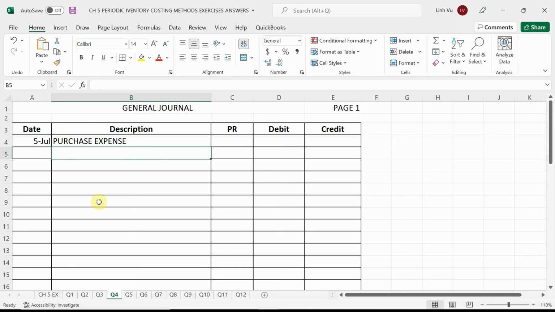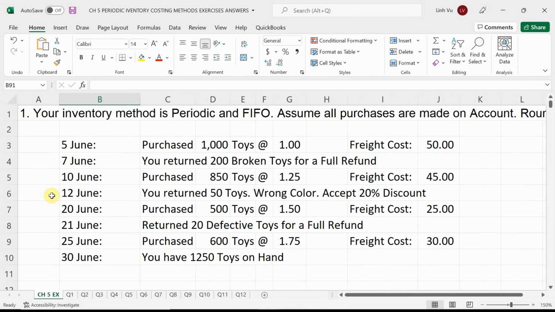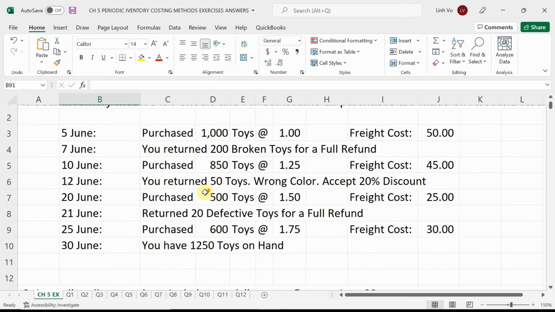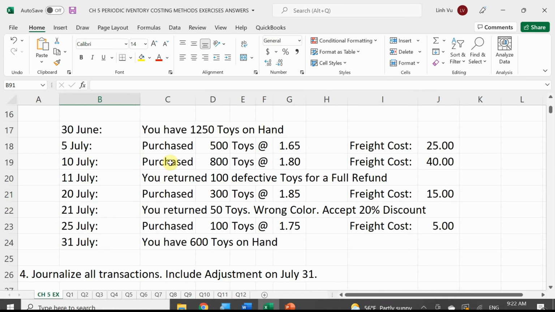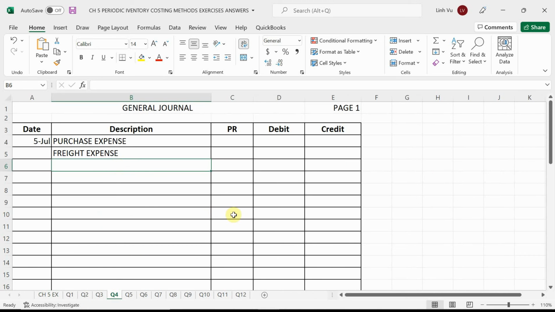Freight expense. Right? And then how did I pay for it? Accounts payable, right? Because it says assume that all purchases were made on account. So that means we must have paid for it on accounts payable.